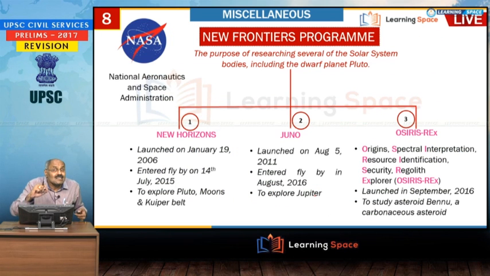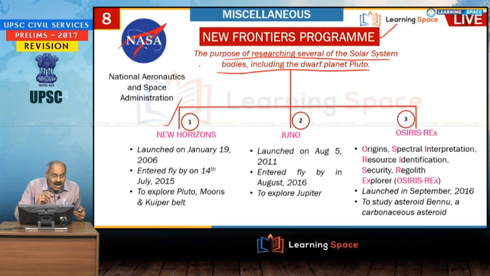This is European Union's space segment. Then this is NASA's initiative. This is researching several of the solar system bodies, including the dwarf planet Pluto. So, researching these solar system bodies is the New Frontiers program. New Frontiers program, please look into this.